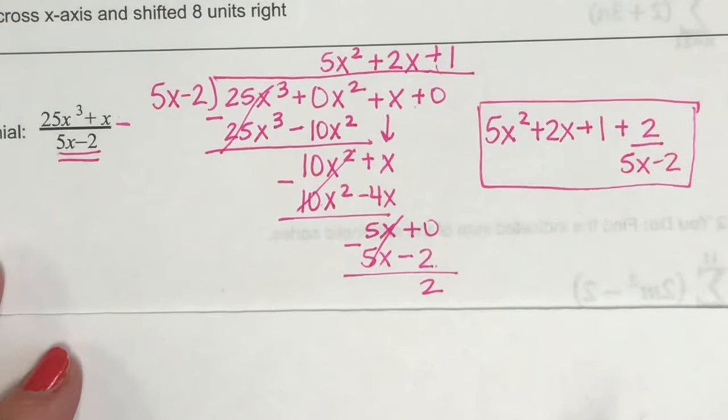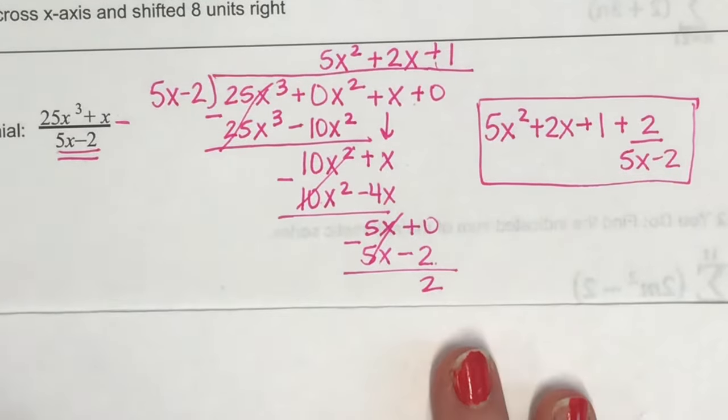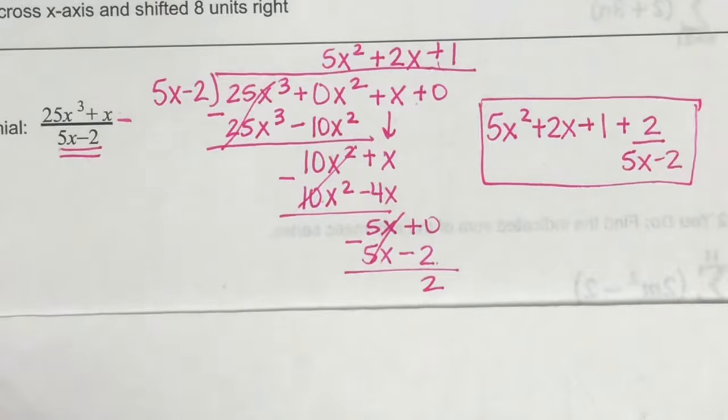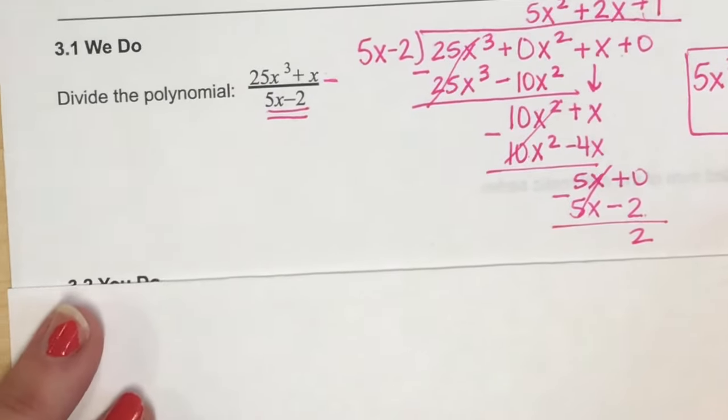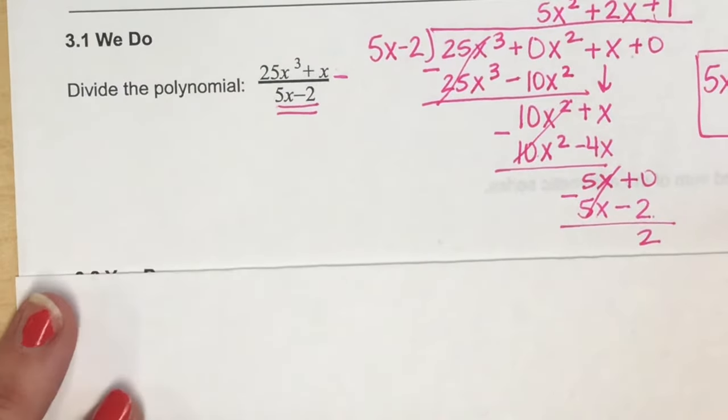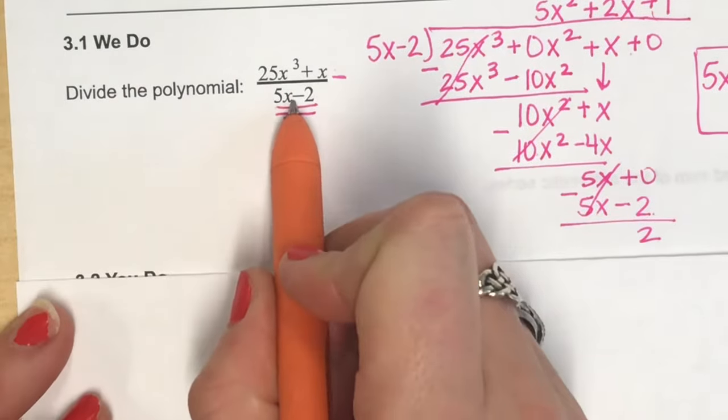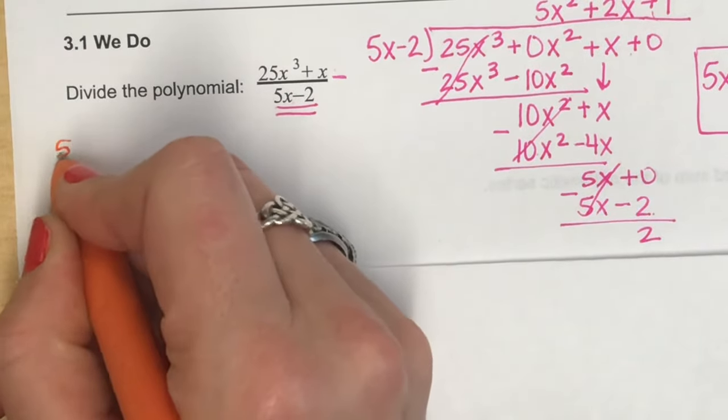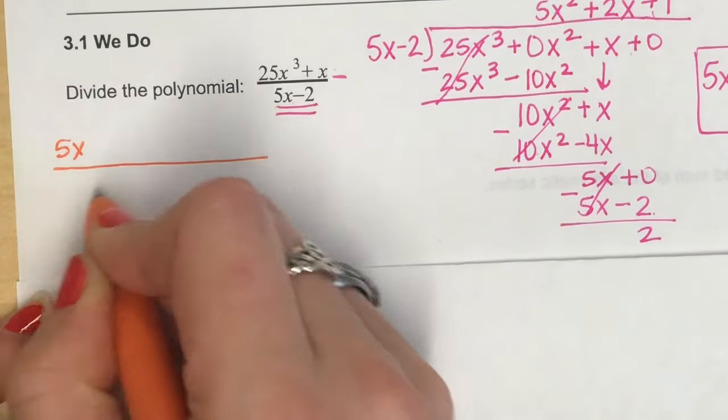Okay, so if you liked that way, you can do it that way, or you can also do it by the box method, which I'll do right over here. And you'll notice I'm still going to get the exact same answer. So again, this part over here is going to go on the outside of my box.